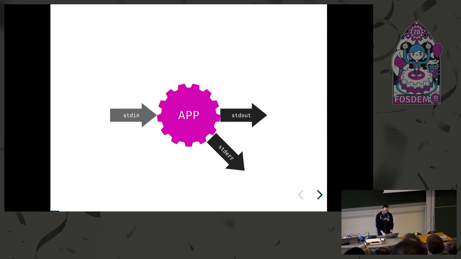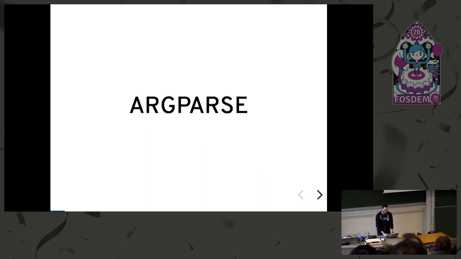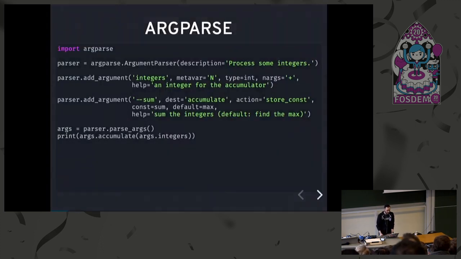We also have standard error. And then we get other forms of interaction, like arguments. And for Python, we have argparse. In this short code, we can see I can import argparse, I create my parser, and then I declare what I will expect as arguments. And then I can later use them.